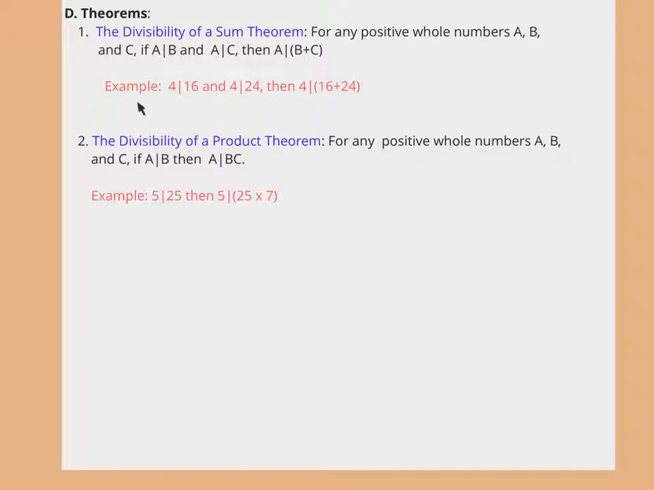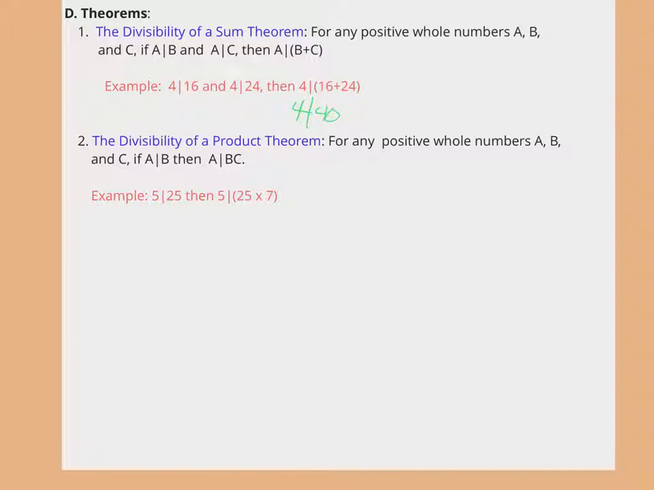The example we have is that 4 is a factor of 16, because 4 times 4 is 16, and 4 is a factor of 24, because 4 times 6 is 24. Then we can say that 4 is a factor of 16 plus 24, and we know that 16 plus 24 is 40, so we could also say that 4 is a factor of 40, which is 4 times 10.